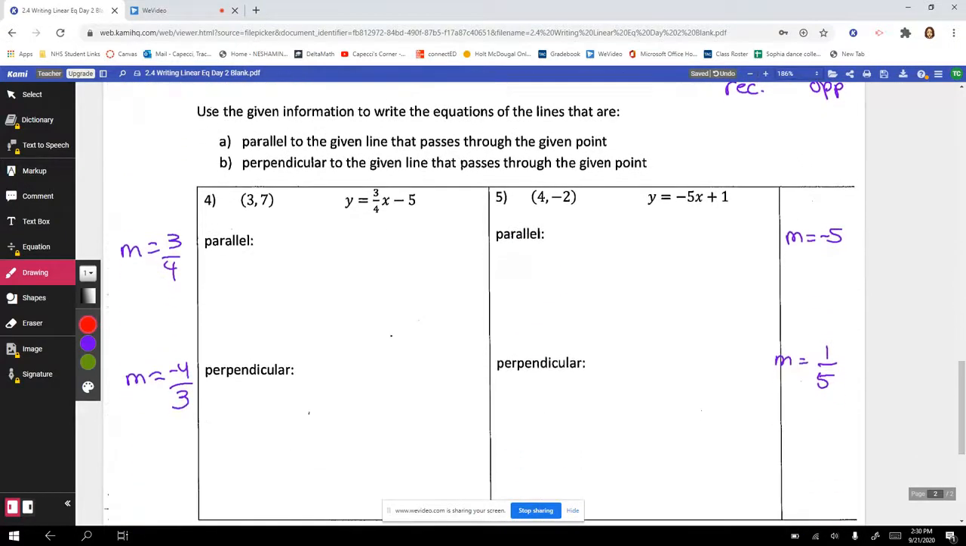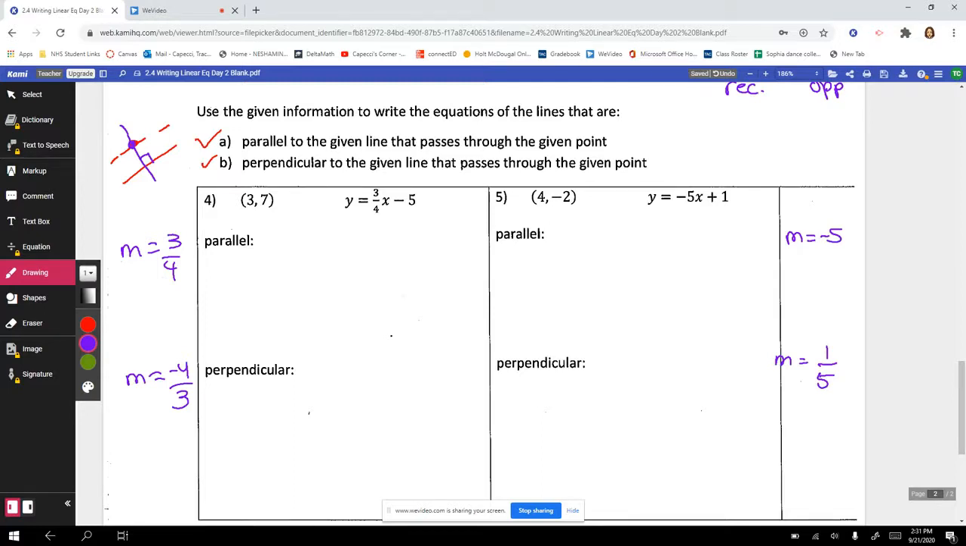So let's practice some of this. It says, use the given information to write the equations of the line that are parallel to the given line that passes through the given point and also perpendicular. So what that means is, let's look at number 4. I'm given a line and I'm given a point. So the first thing I'm going to do is find the line that runs through that point that's parallel to the given line. And then the second part is I'm going to find the equation of the line that is perpendicular to the given line and hits that point. So I'm finding 2 different things.